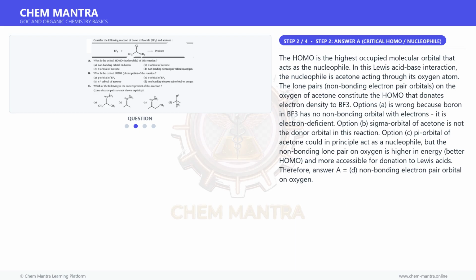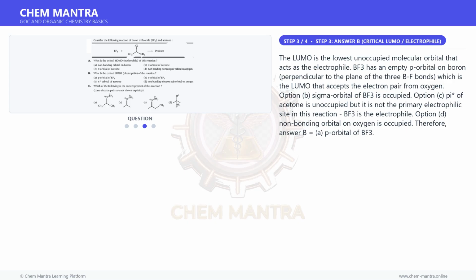Option B, sigma orbital of acetone, is not the donor orbital in this reaction. Option C, pi orbital of acetone, could in principle act as a nucleophile, but the non-bonding lone pair on oxygen is higher in energy, a better HOMO, and more accessible for donation to Lewis acids. Therefore, answer A is equal to D, non-bonding electron pair orbital on oxygen. Moving on to the next step.